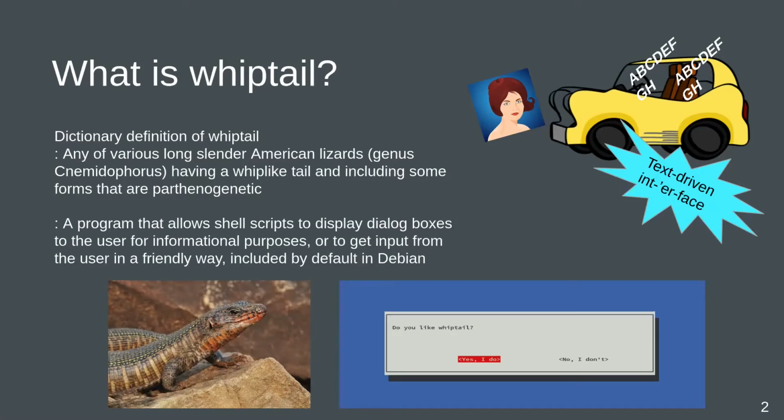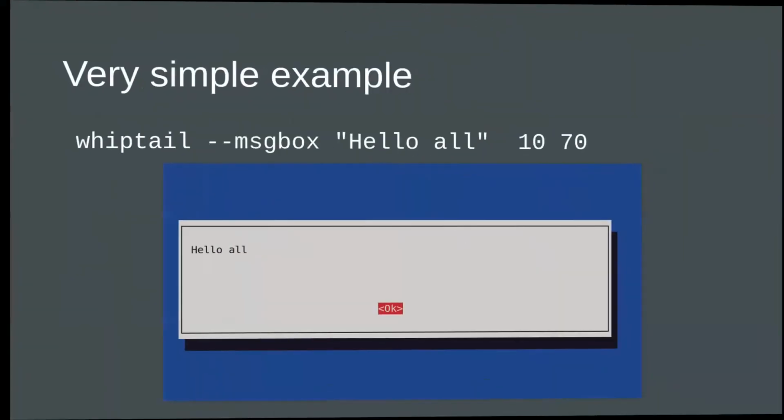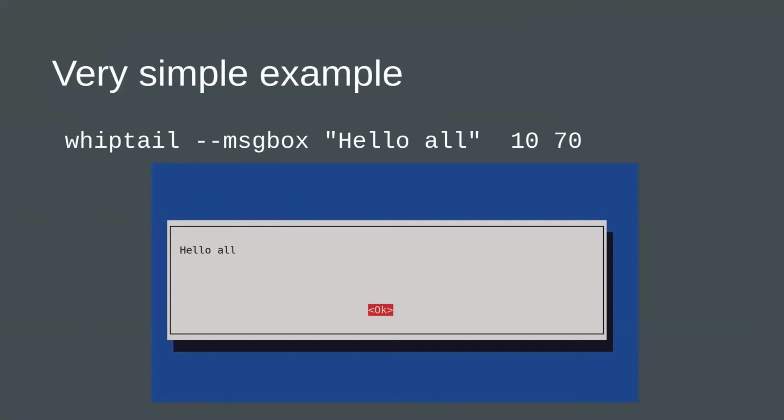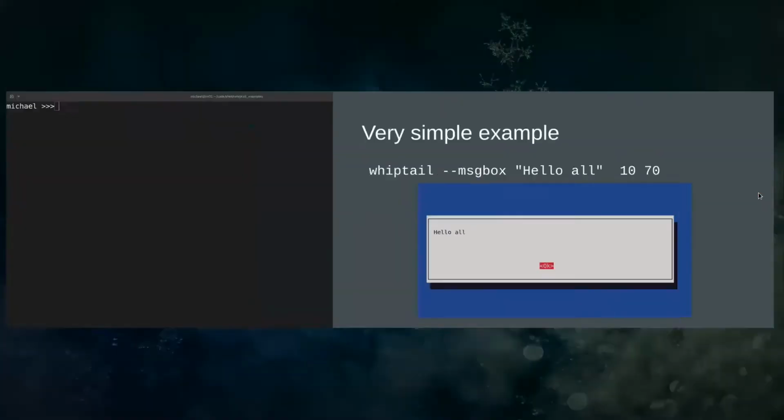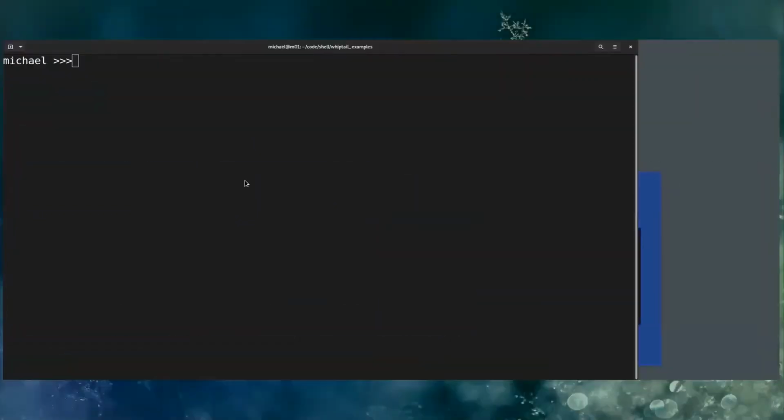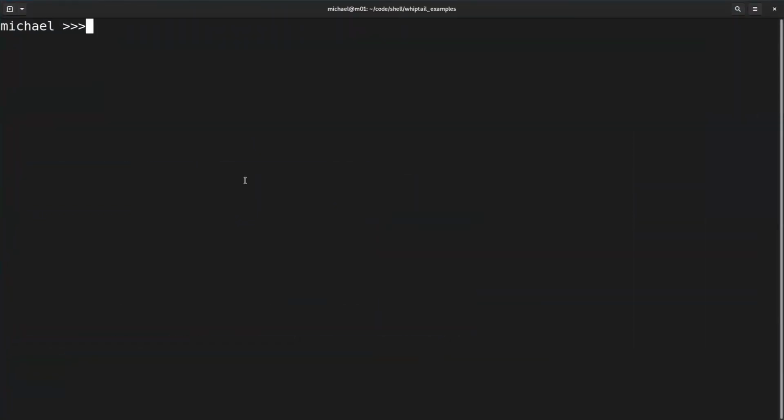So how do we use Whiptail? How do we create these menus? Here is a very simple example of a message box, and let me show you this in action. To call the Whiptail program, we just type whiptail, and then msgbox, and we say what we want in our message box: Hello there, people. Now I'll run this without any arguments and see what happens.